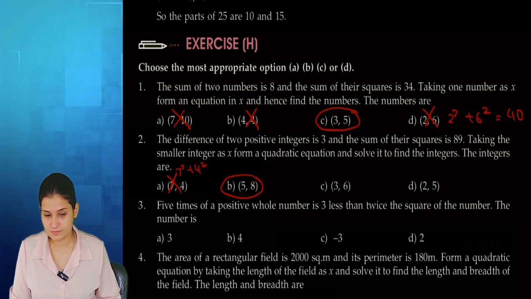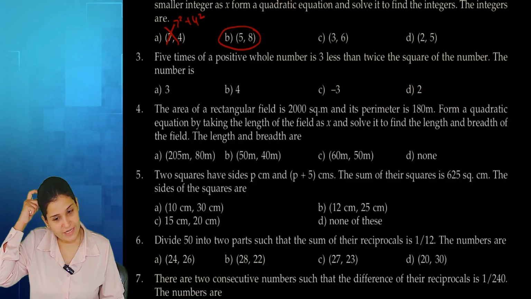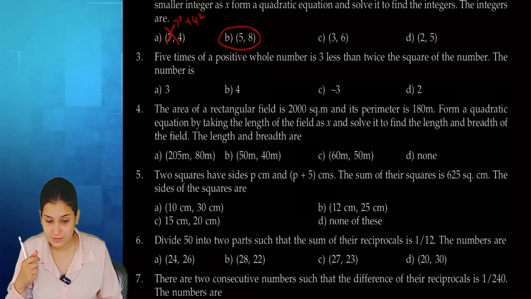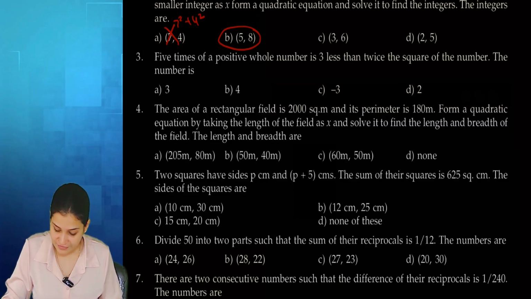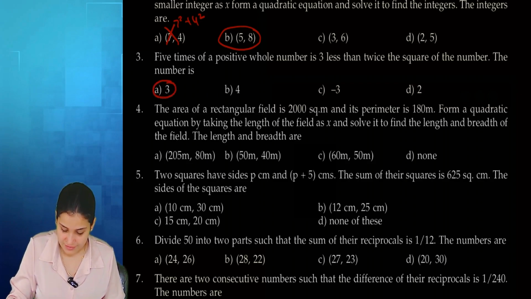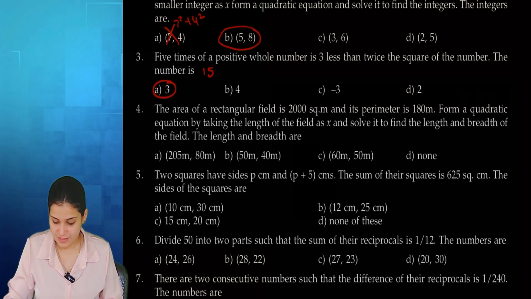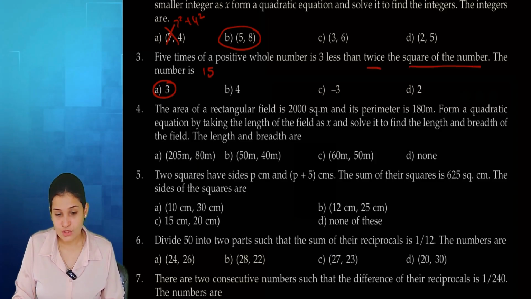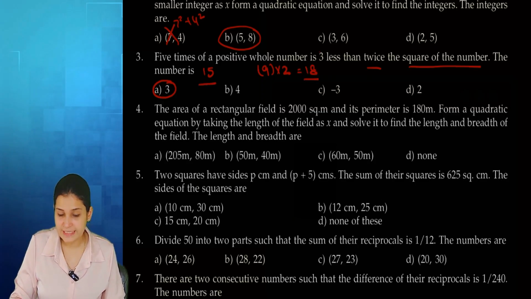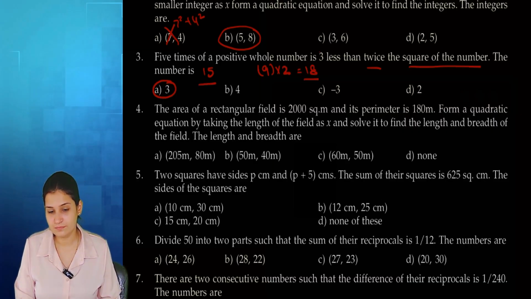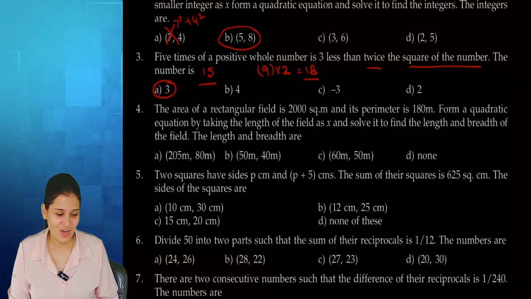Any doubts? Done, ma'am. Question number 3. 5 times a positive whole number is 3 less than twice the square of the number. If I take 3, 5 into 3 is 15. Twice the square of the number: the square of 3 is 9, twice of this is 18. Is 15, 3 less than 18? Yes, ma'am. So option A is correct.